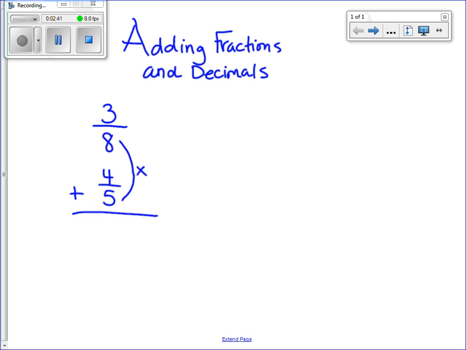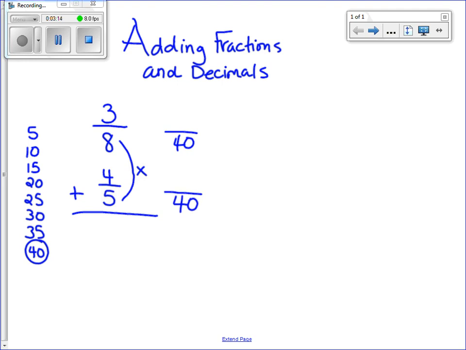Okay, so I look at my denominator. They are not the same. I need to find a common denominator. I'm going to start with the lower number, 5. And I know 8 will not go into 5 evenly, so then we go to 10. 8 still will not. 15, no. 20, no. 25, no. 30, no. 35, no. But 40, yes, 40 is our first common number that both of these numbers will divide evenly into. So I know that my new denominator is going to be 40.